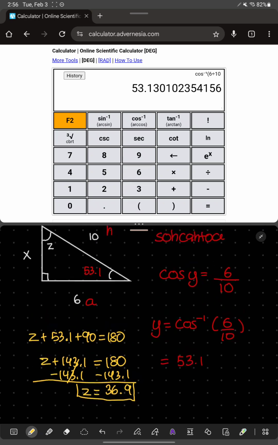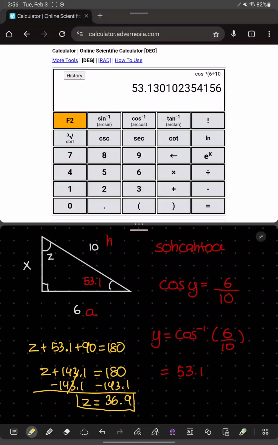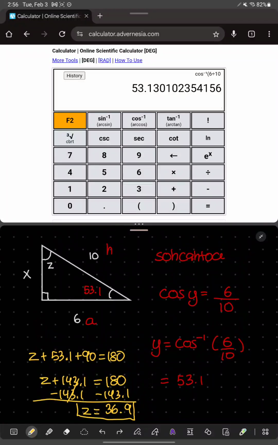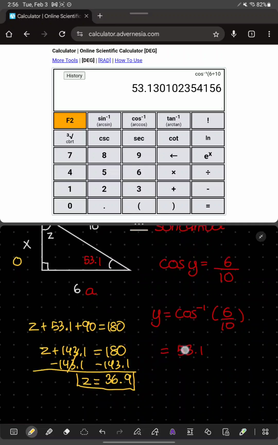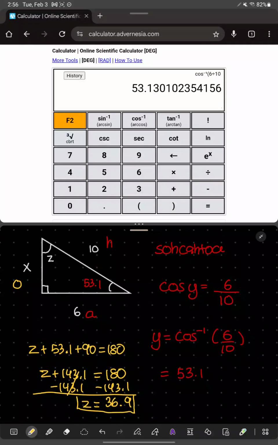Well, okay, we have y, we have z. How do we figure out x? Well, now that I have one of my angles, 53.1, I can just use trigonometry once more to figure out how that missing side works. I labeled a and h, but I can label x as my opposite. It's away from 53.